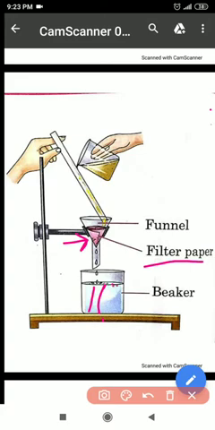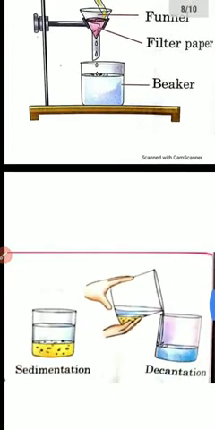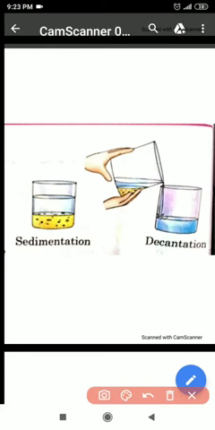Now once the water is filtered, the next process is sedimentation. Sedimentation means whatever water is filtered, we have to keep it in a beaker for some time. Then the solid impurities settle down at the bottom. Now slowly, if we take that water in another container, that process is called decantation. So we have three processes for removing these types of impurities: filtration, sedimentation and decantation.